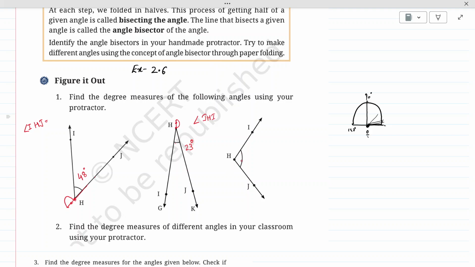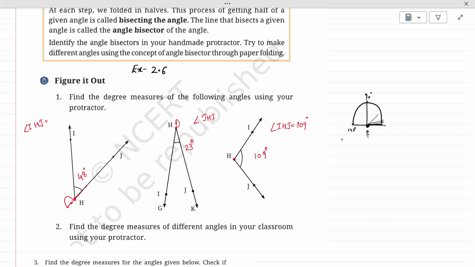If we have to measure this particular angle, we can keep the center of the protractor here in line with this arm, and then measure the angle. When you measure it, we can also see this is more than 90. It looks more than 90, right? This will come somewhere around 109 degrees. An angle greater than 90 degrees is an obtuse angle, and we can also name it as angle IHJ. IHJ is 109 degrees.